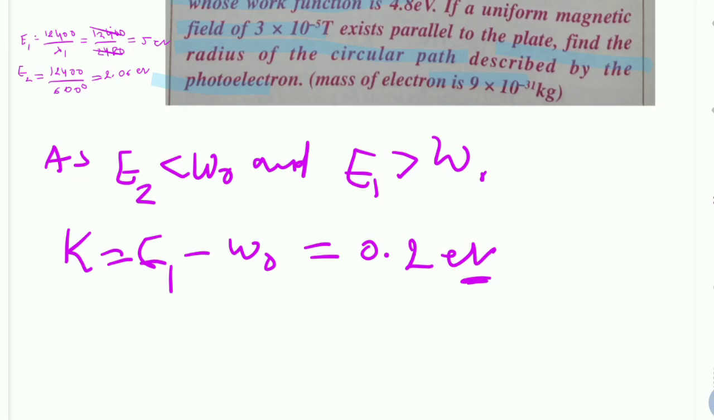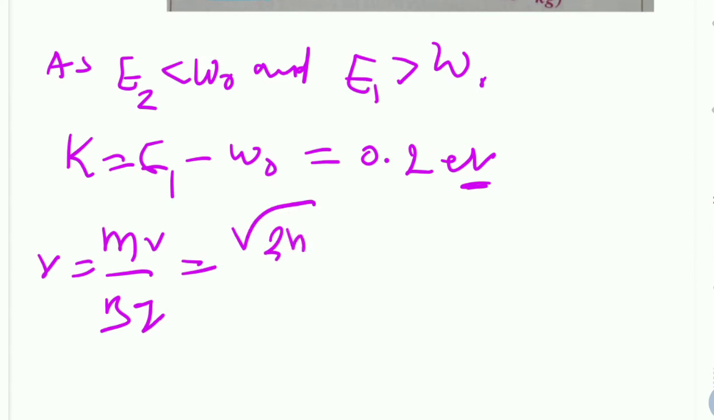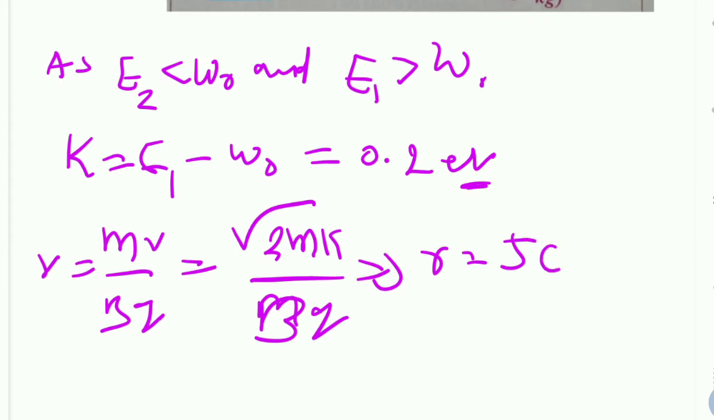Photoelectrons experience magnetic force and move along a circular path of radius r equal to mv by Bq, so root 2mK by magnetic field Bq, then r is equal to 5 centimeters. This is the answer.